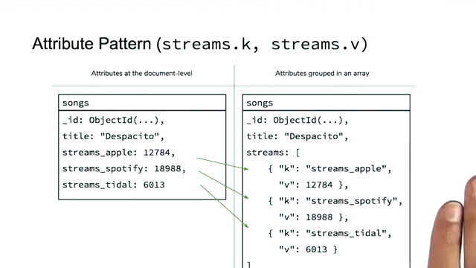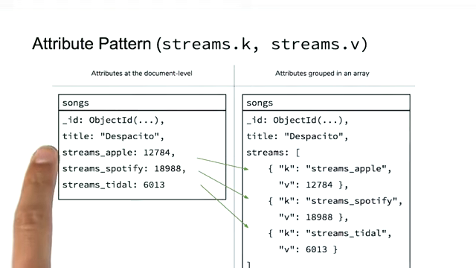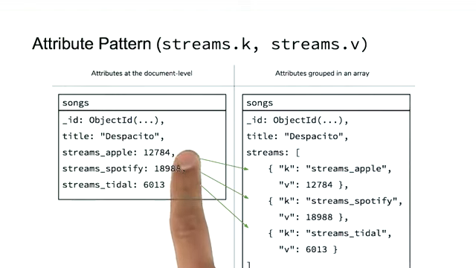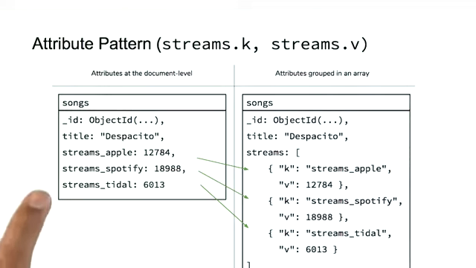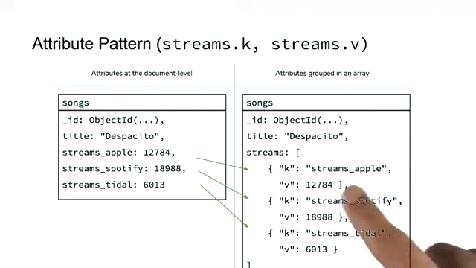This wildcard index can also be used to simplify our implementation of the attribute pattern. For those who are not familiar, the attribute pattern is a data modeling strategy that we can use to index and query across an arbitrary number of attributes. In this example, the attributes are the number of streams that a song received on different streaming platforms. We've taken all the top-level fields describing these different counts and put them all in subdocuments in the same array. This way, we don't need to query across these different fields. We can just query on streams.k or streams.v.